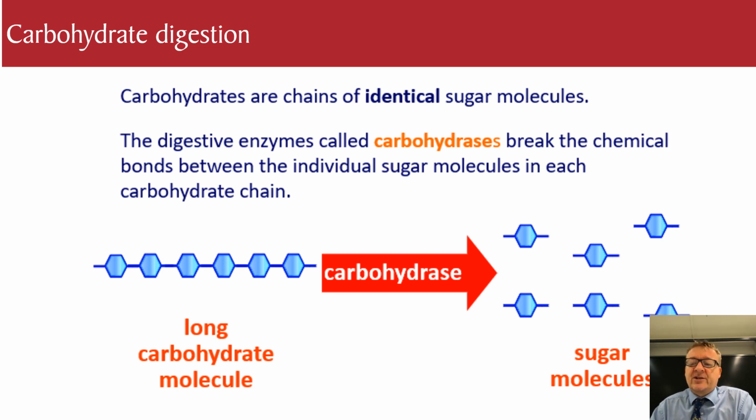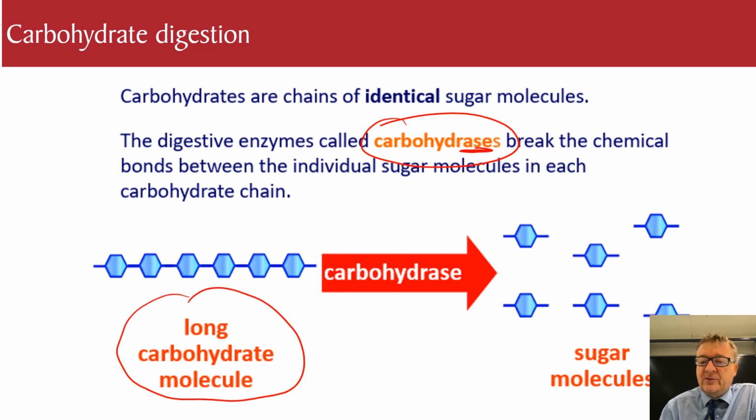Now, in the digestion, I mentioned before a number of enzymes. There are 3 enzymes that we need to know about. First one is carbohydrase. I know it's an enzyme because it ends in ASE. And what that does is it breaks long carbohydrate molecules into sugar molecules that are often glucose.